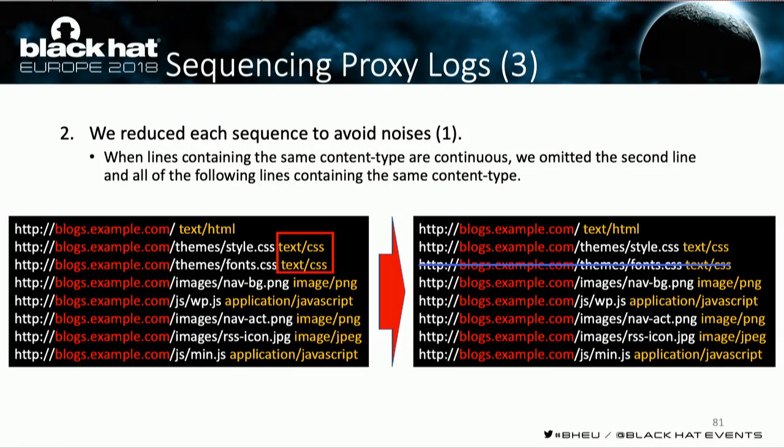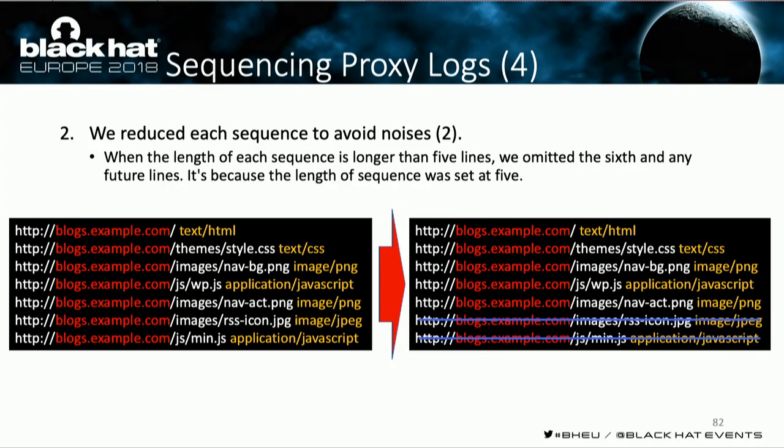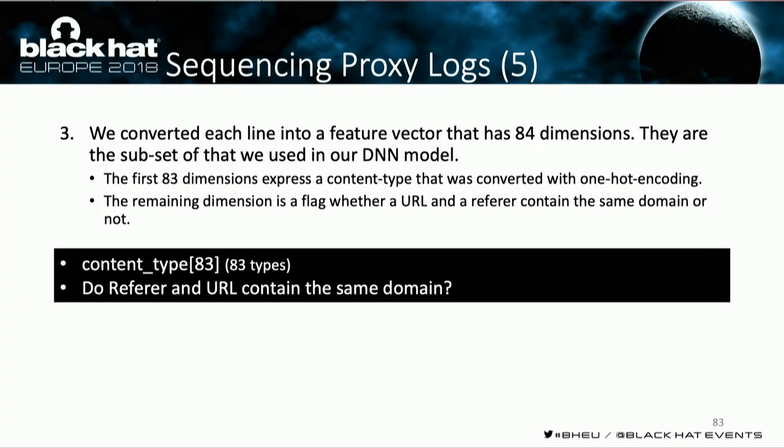Secondly, we reduced each sequence to enable the RNN model to be tolerant of noise. When lines containing the same content type are continuous, we omitted the second line and all of the following lines containing the same content type. We also omitted the 6th and any further lines because the length of sequence was set at 5. Finally, we converted each line into a feature vector that has 84 dimensions. The first 83 dimensions express a content type that was converted with 1-hot encoding. And the remaining dimension is a flag if a URL and a referrer contain the same domain or not.